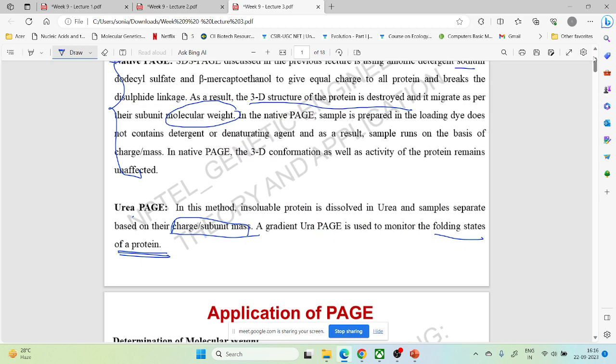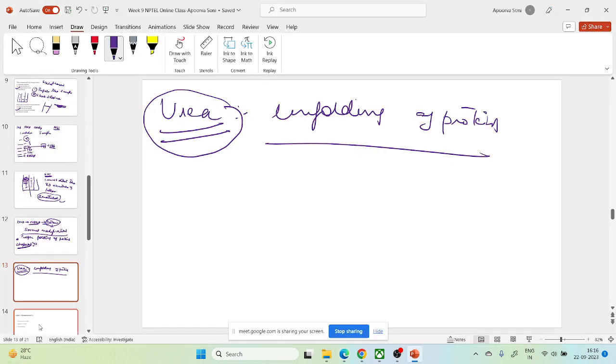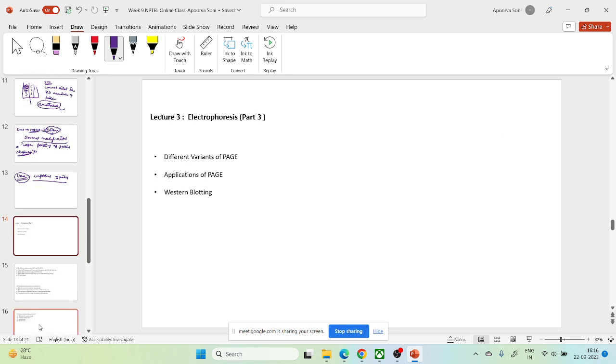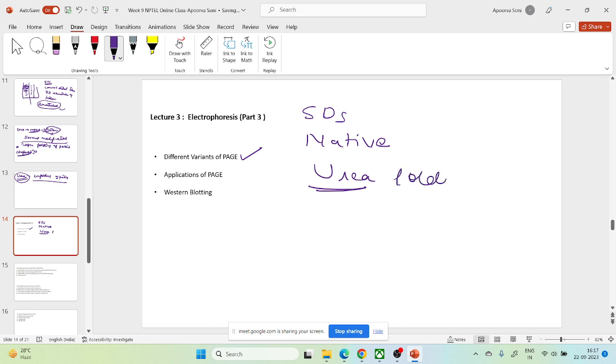There are many applications, so we'll just try to see one or two questions first, and then we'll come to the description part. So in lecture 3 we have studied about the different variants of page that we have already discussed just now. So different variants are your SDS page, your native page, and your urea. So urea page helps to study the folding status. Okay, here you can study the 3D conformation, and this is a normal.